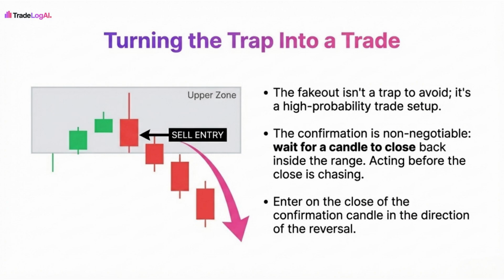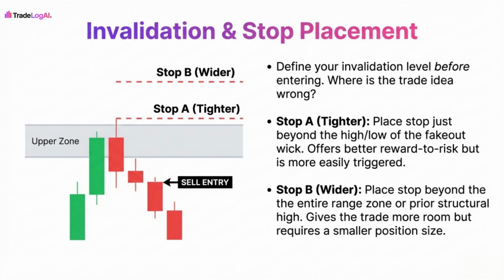Here's the mindset shift. The fakeout isn't just something to fear. It can be a high-probability setup. The confirmation is non-negotiable. Wait for the candle to close back inside the range. Acting before the close is chasing and usually puts you on the wrong side of the move. Once confirmed, you enter in the direction of the reversal, meaning you trade back toward the range, targeting the other side.